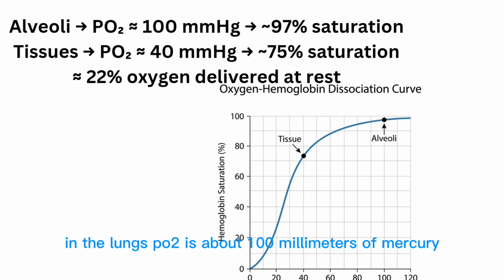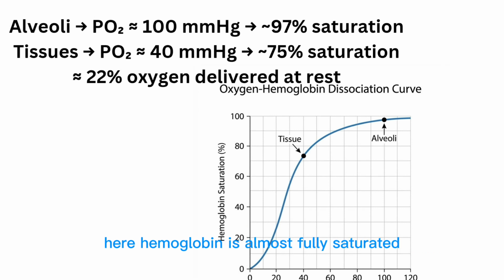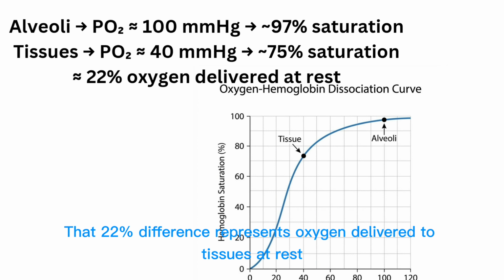In the lungs, PO2 is about 100 millimeters of mercury. Here, hemoglobin is almost fully saturated, around 97%. In resting tissues, PO2 is around 40 millimeters of mercury. Saturation drops to about 75%. That 22% difference represents oxygen delivered to tissues at rest.